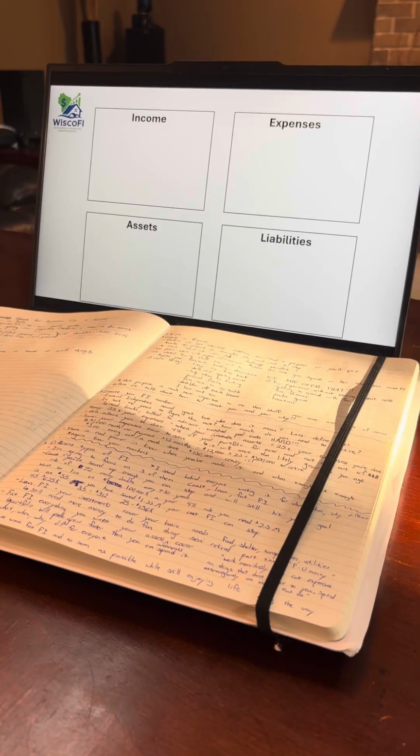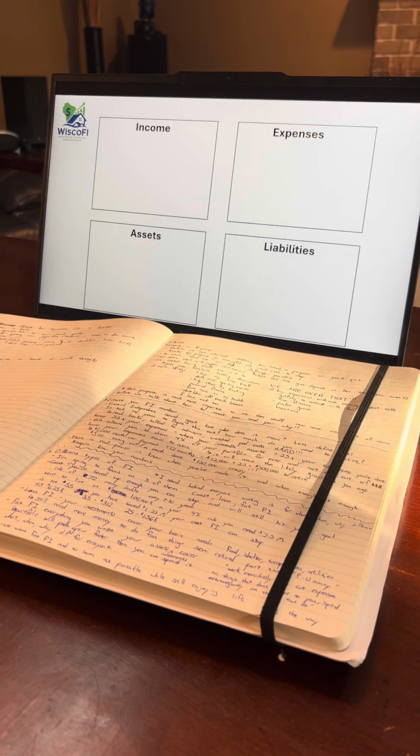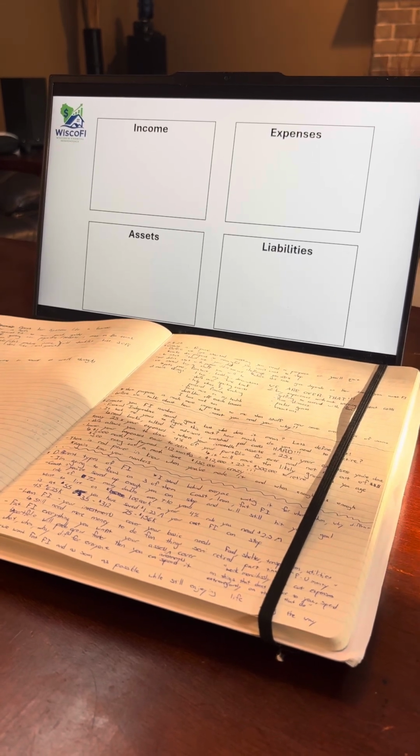And now I'm going to actually walk through a specific example. And my goal here is to show how your money can make you money. All right, let's start. Here we've got the 4 quadrants: income, expenses, assets, and liabilities.